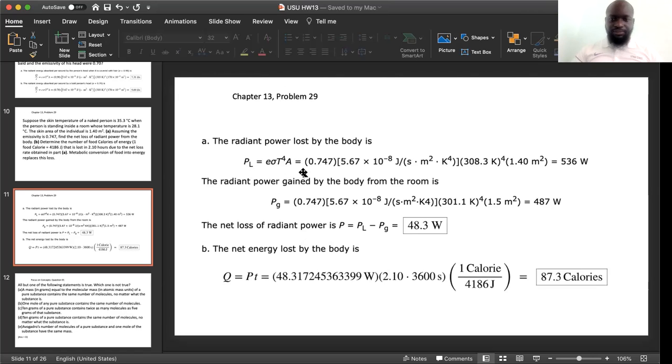And we convert our temperature to Kelvin as usual. Okay. And then, so this is the radiant power lost by the body. Then we'll do the same for the room.